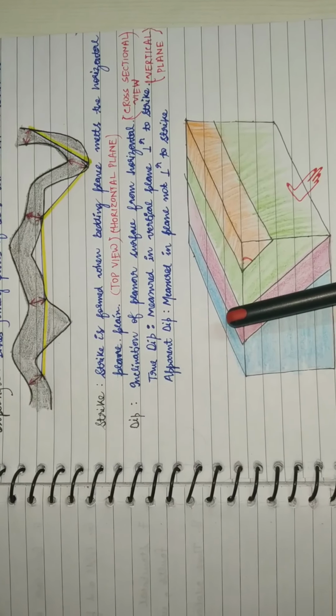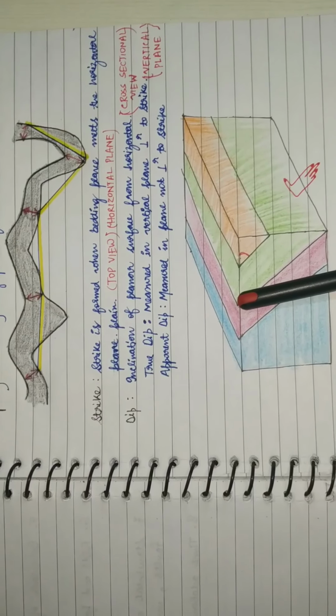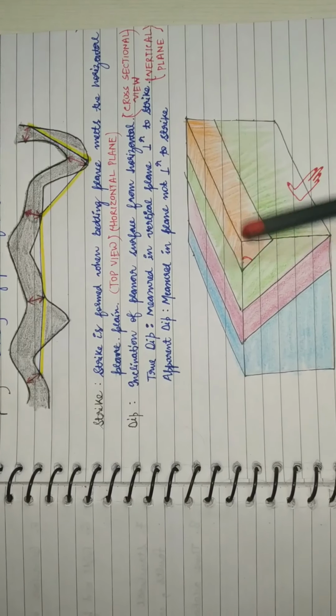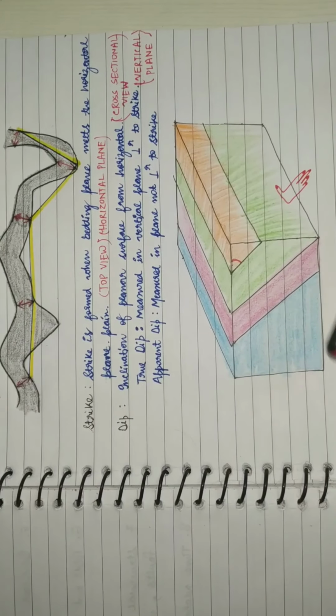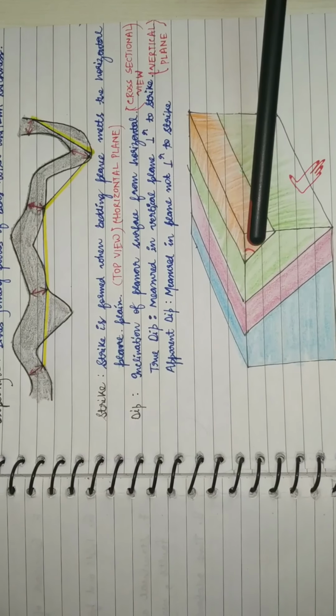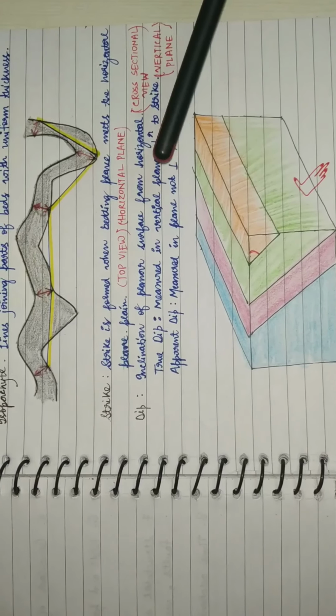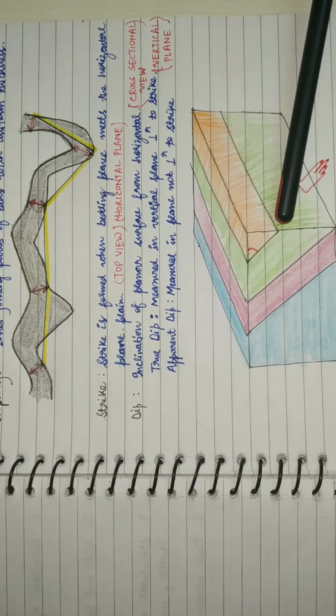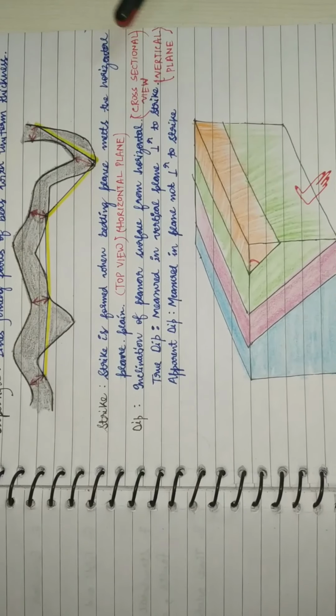Inclination of the planar surface, right? So this is the bedding, the inclination of the planar surface from the horizontal, right? Here you can see the inclination. This is known as the dip. Dip involves the cross-sectional view.